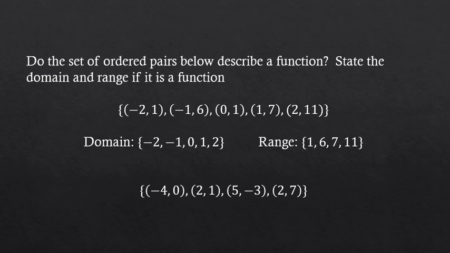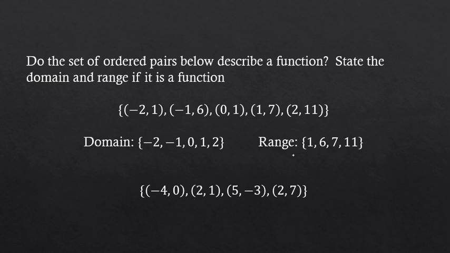Here's another one. This set of ordered pairs consists of the points (-4, 0), (2, 1), (5, -3), and (2, 7). Does this set of ordered pairs describe a function? Again, we're looking to see if there are two ordered pairs that have the same x coordinates but different y coordinates. If we have that going on, then we do not have a function.